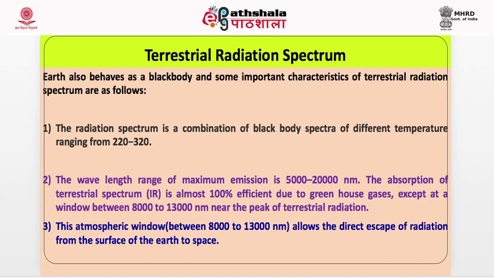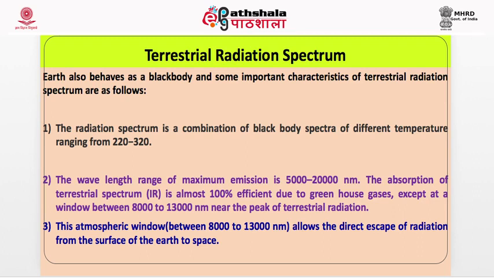Earth also behaves as a black body, and important characteristics are: the radiation spectrum is a combination of black body spectra of different temperature ranges, from 220 to 320 K, depending upon the temperature, what is the highest temperature or lowest temperature. The wavelength of the maximum emission is this. Maximum radiations are of this wavelength, infrared. The absorption of the terrestrial spectrum is almost 100% efficient due to greenhouse gases, except in this 8,000 to 13,000 nm range.